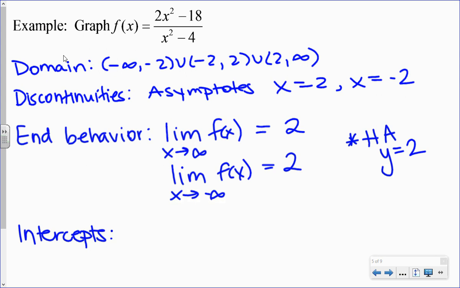Our intercepts. Let's start with the easy one. When we plug 0 in for x, we're left with 9 over 10. Okay. Now we need to plug 0 in for y. Now, if we're looking at where a fraction equals 0, we're really concerned about the numerator. So if we set this equal to 0, okay, we're talking about x is 3 and x is -3.